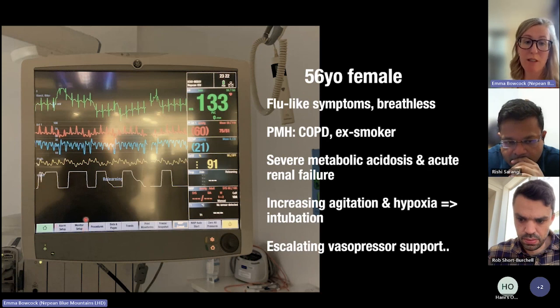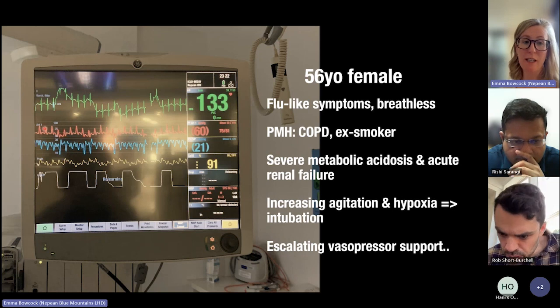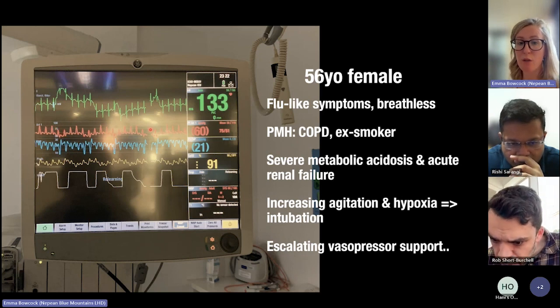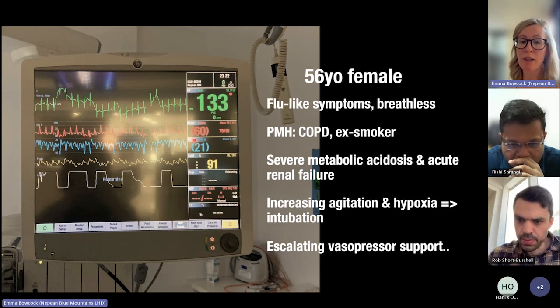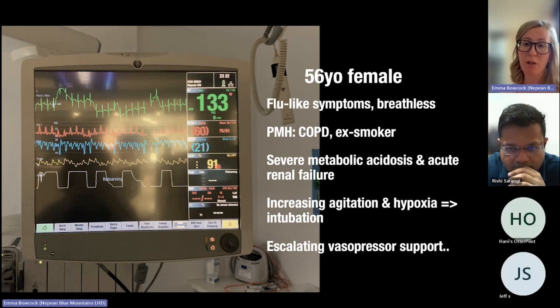These were her hemodynamics just after intubation. So tachycardic, significant pulse pressure variation, which we talked about, very high CVP, maybe a tall V wave, and hypoxic.